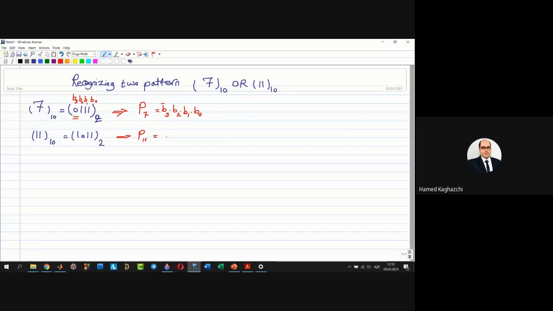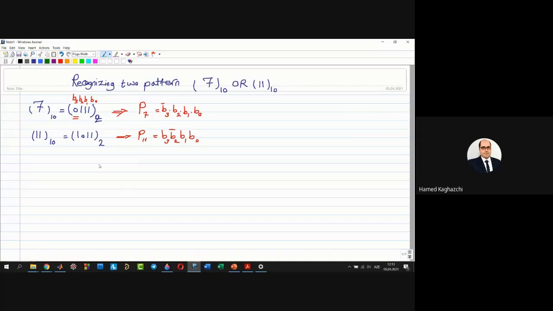Okay, and again for this P11, what can I write? P3, P2 dot. Yes, and P0, not P1, P1. Thank you. What is your name? Nigar. Okay, thank you.